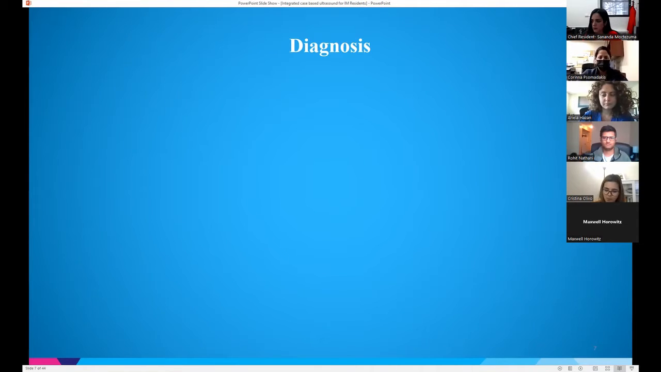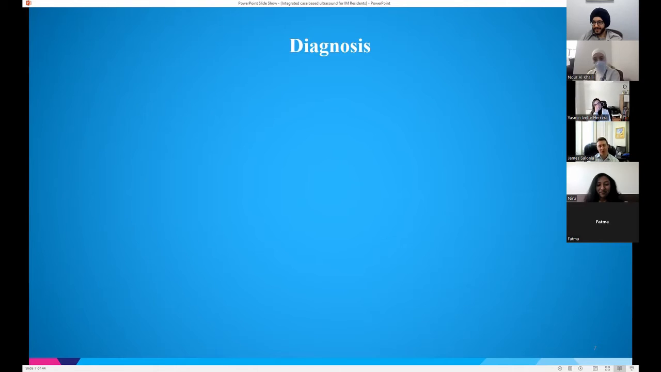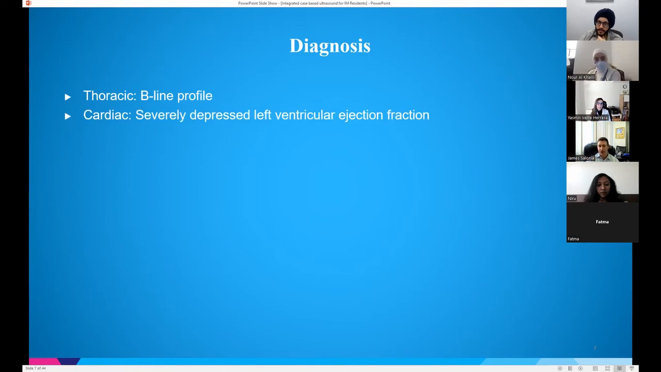To the point. And so what do we think our diagnosis is if we put this together? This is cardiogenic shock, or, I don't know, pulmonary edema, probably. That's what's going on. Good. Excellent. So B-line profile, severely depressed left ventricular ejection fraction, systolic heart failure, and pulmonary edema.